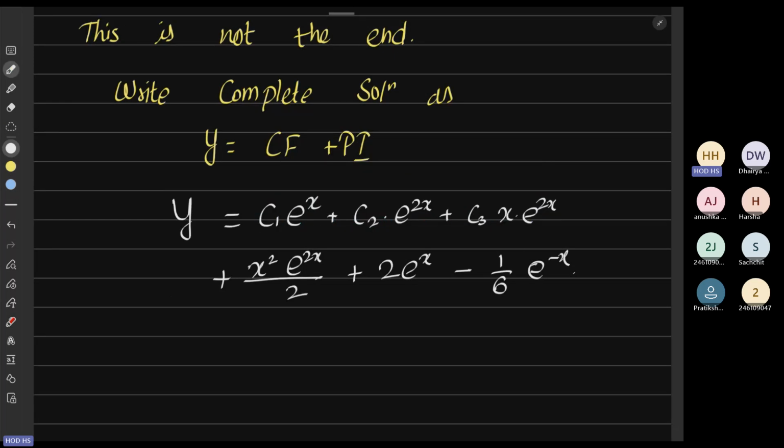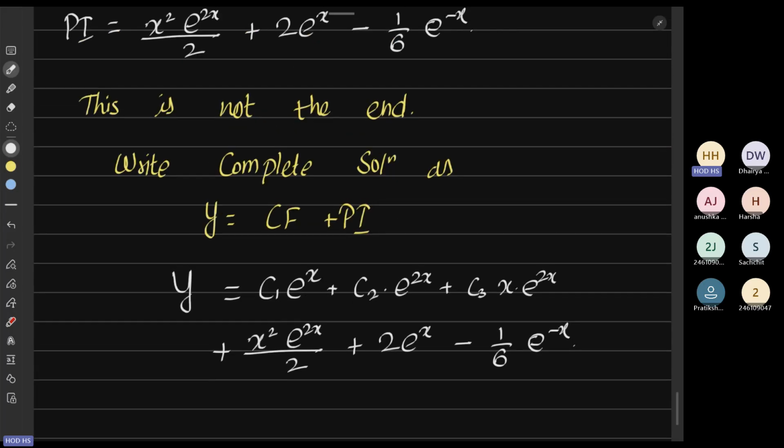y is equal to C1 e to the power x, plus C2 e to the power 2x, plus C3 x into e to the power 2x, plus x square e to the power 2x by 2, plus 2 into e to the power x, minus 1 upon 6 e to the power minus x. So this is my complete solution.